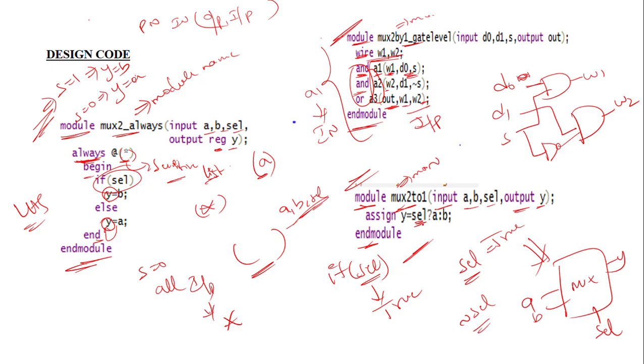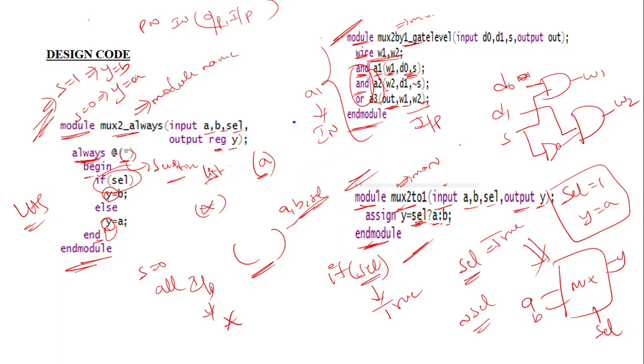If it is true, the value will be A. So if the select value is equal to 1, then Y is equal to A. You can write it like this in code. If it is true, the output will be A. If it is false, the output will be B. And end with endmodule.